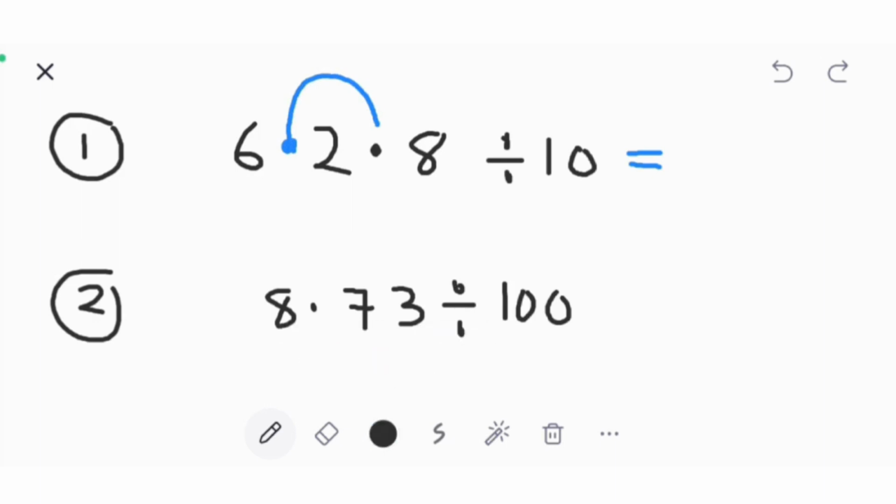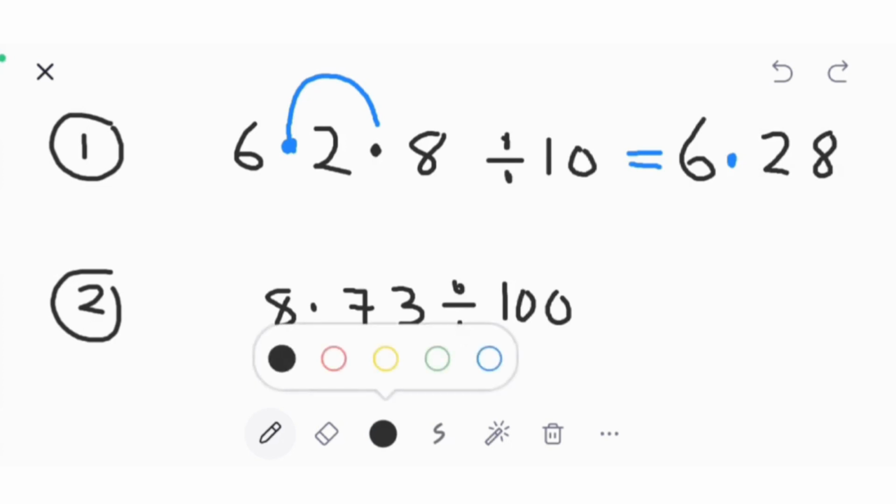So the answer becomes 6. Then you write the blue dot. Okay? And then you write 2 and 8. So the answer is 6.28. Now look at this second question.